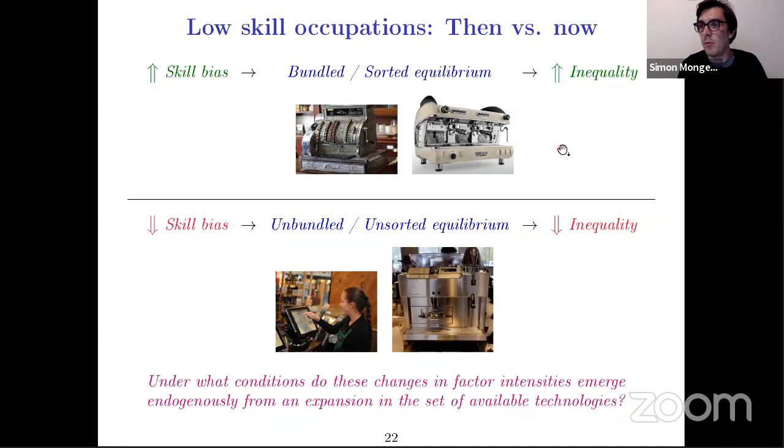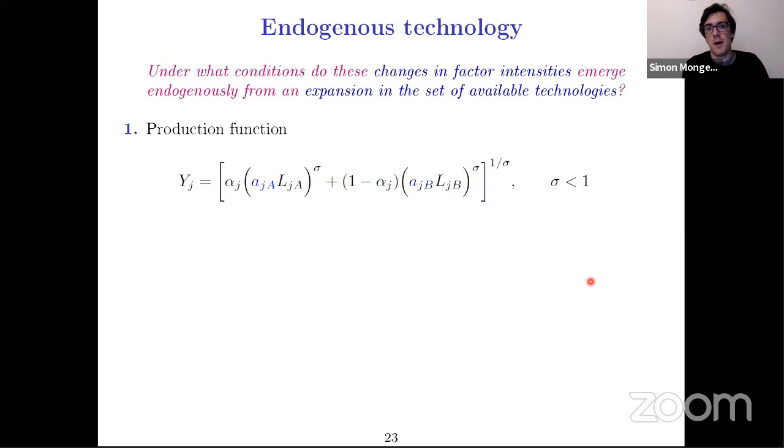Are they adopted and when? Well, they are adopted because they're here. I have photos of them. But, you know, the question is are they in equilibrium in the model? Okay. So to do that, I'm going to extend the model. Under what conditions do these changes in factor intensities emerge endogenously from an expansion of the set of technologies?